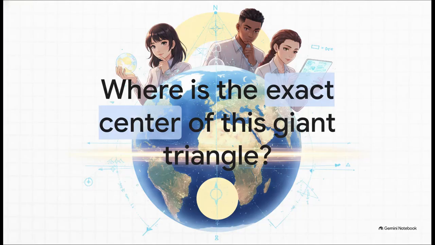So here's the massive puzzle we're tackling today. Where exactly is the center of a giant triangle that connects the North Pole to the equator? I want you to just picture that for a second. Try to visualize it on a globe. We aren't talking about some tiny shape you sketch on a piece of graph paper. We're talking thousands and thousands of miles, stretching across oceans and continents. Where does the absolute mathematically flawless center of all that space actually lie?